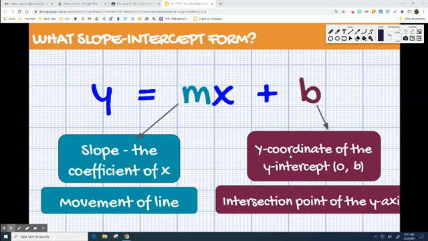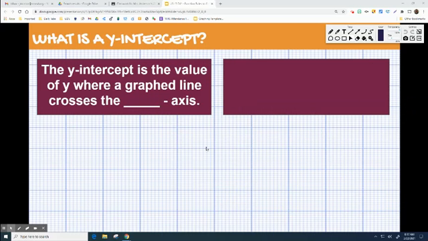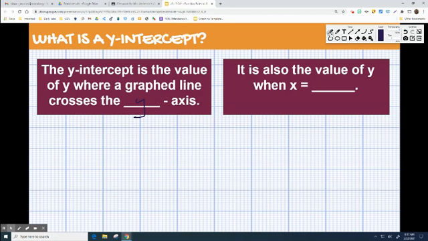It's where the line crosses the y-axis, and it's where we begin our graphing, changing our rule from algebra to a more visual understanding of our line on a coordinate plane. So let's look a little bit into this. The y-intercept is the value of y where a graphed line crosses the y-axis. We also need to remember that the y-intercept is the ordered pair when x is 0. That tells us exactly the location on our y-axis where x is 0.